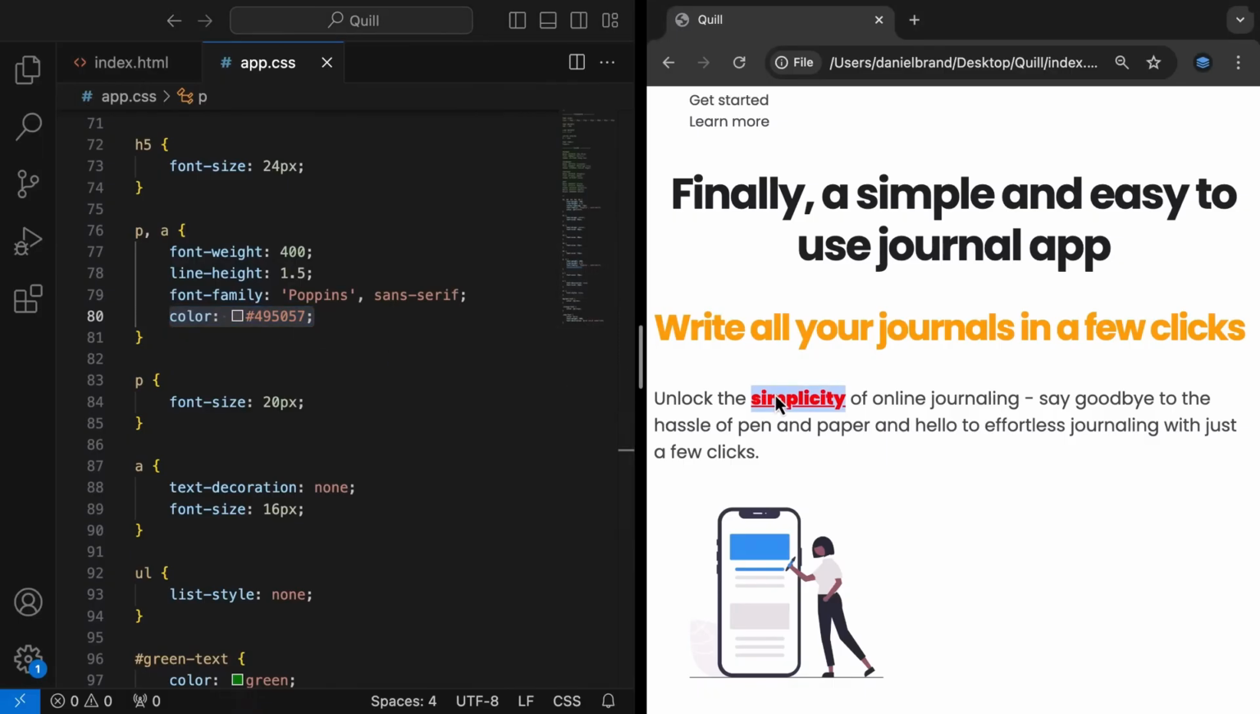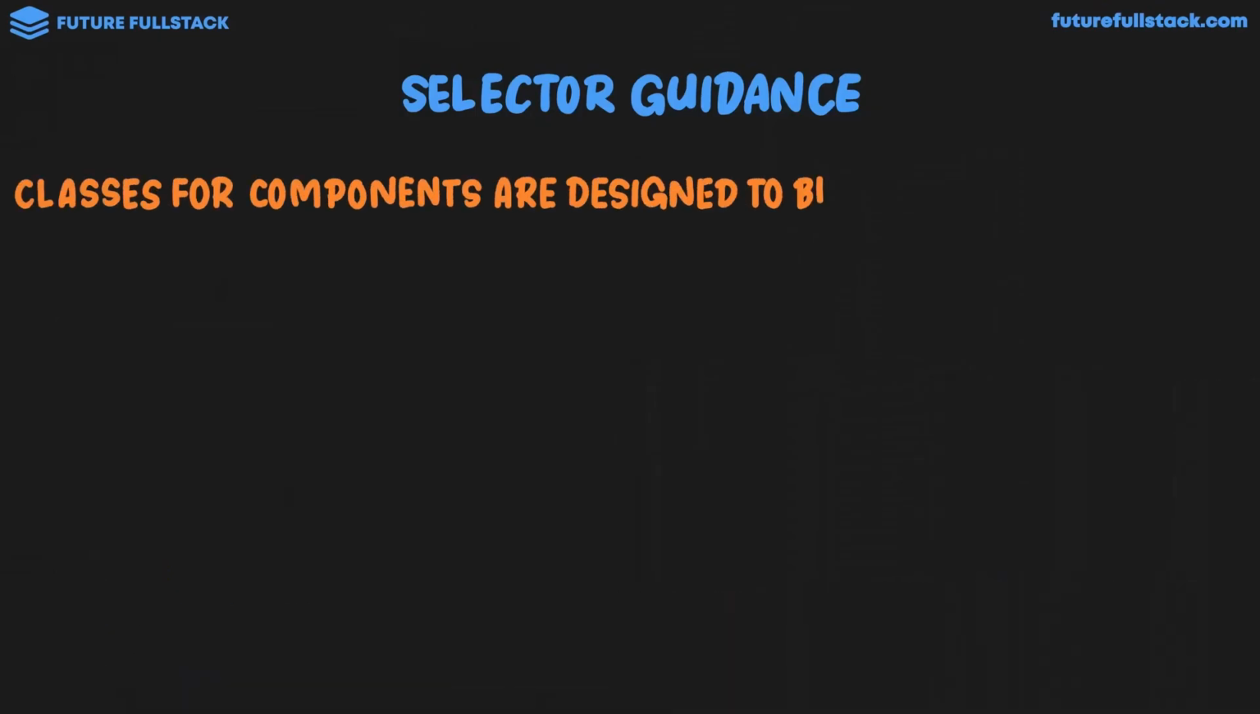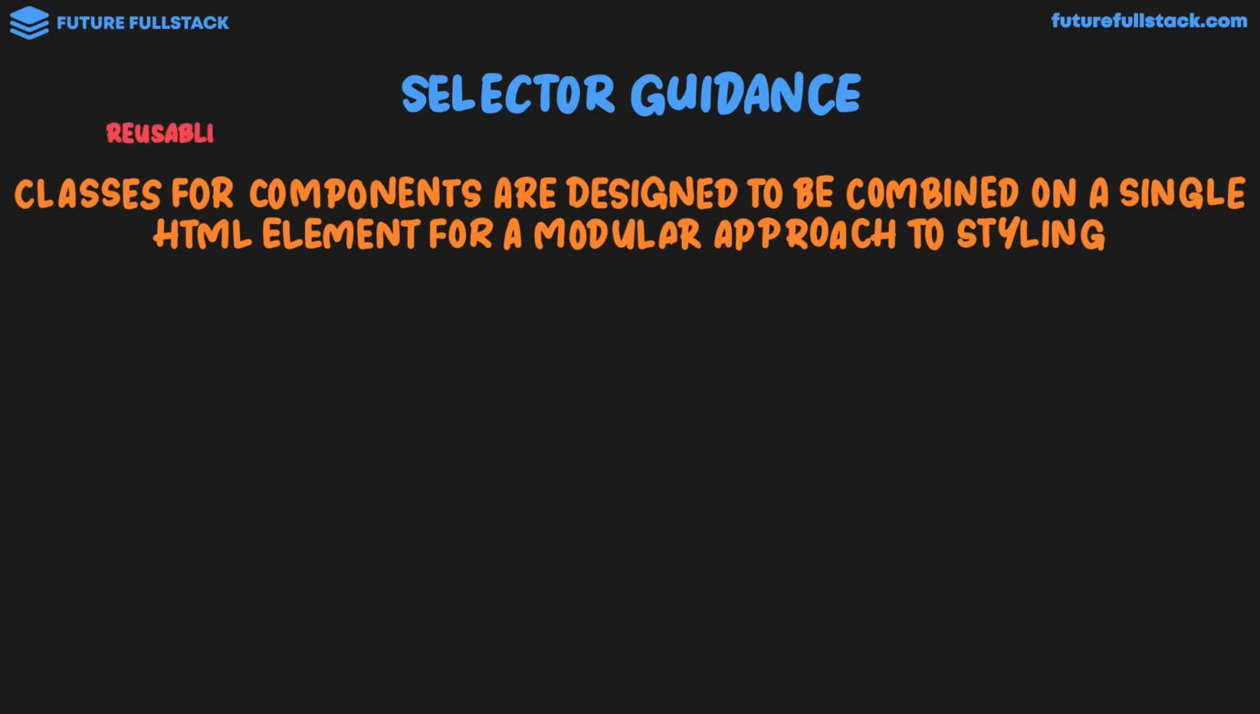Now this next piece of guidance is a little bit more tricky, but we will go through it step by step, so just stick with me. Classes for components are designed to be combined on a single HTML element for a more modular approach to styling. Alright, so what does this all mean? First of all, the word components. This is something we're going to be using a lot throughout this course. A component is a piece of reusable UI, or user interface. It's a piece of UI we continue to use throughout the application.